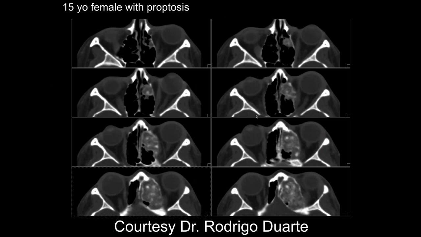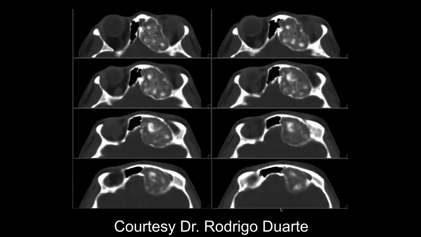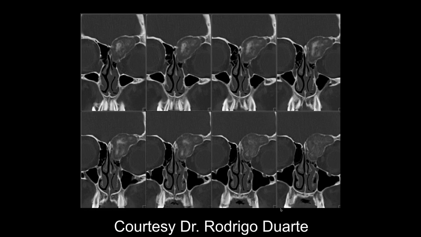Let's see, who's next? 15-year-old female with proptosis. It looks like there is a mass within the left ethmoid sinuses, which looks partially calcified, and it's extending all the way up into the left frontal sinus. It's thinning the bone around it, but the bone's intact.